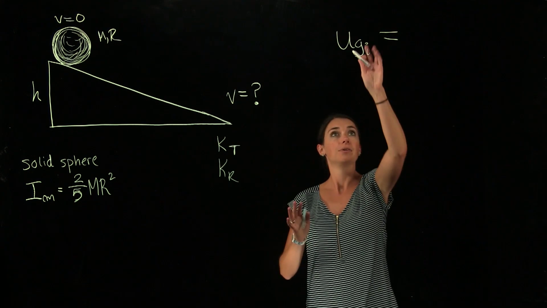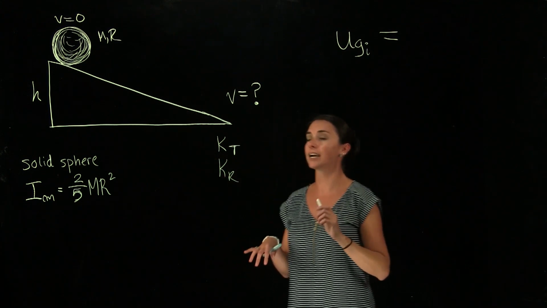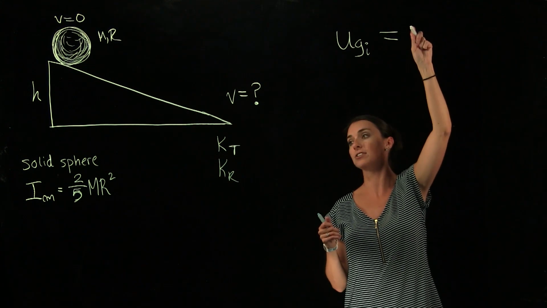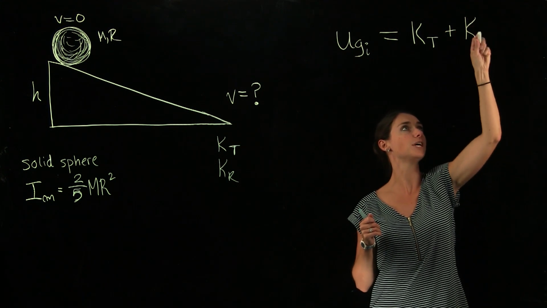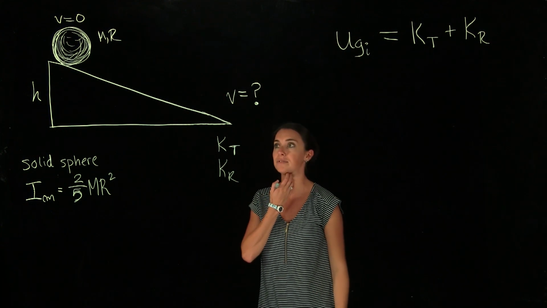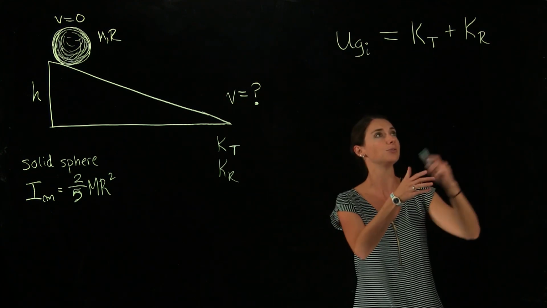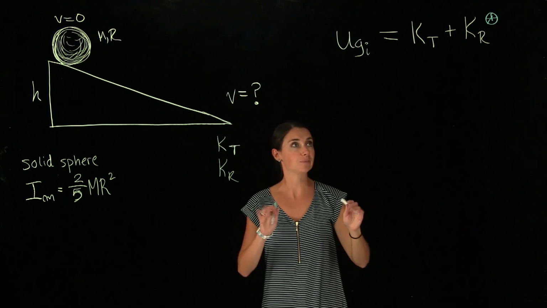So going from initial to final mechanical energy, since there's no other external forces on our system, we can say that that's conserved. So I'll say that it's translational kinetic energy plus rotational. So it's the same energy conservation types of things we did before, just adding in this new little piece here. All right, and now I can start plugging some stuff in.